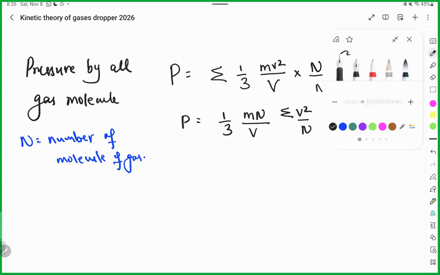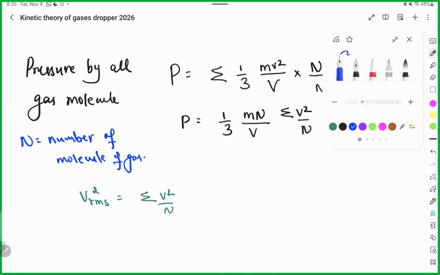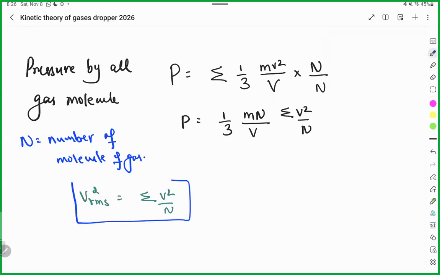Barinder, this will be equal to VRMS square: the summation of velocity squared divided by the number of molecules. Want it to be equal to the VRMS? Any doubt? Because VRMS means root mean square, and we took the square root to the other side.